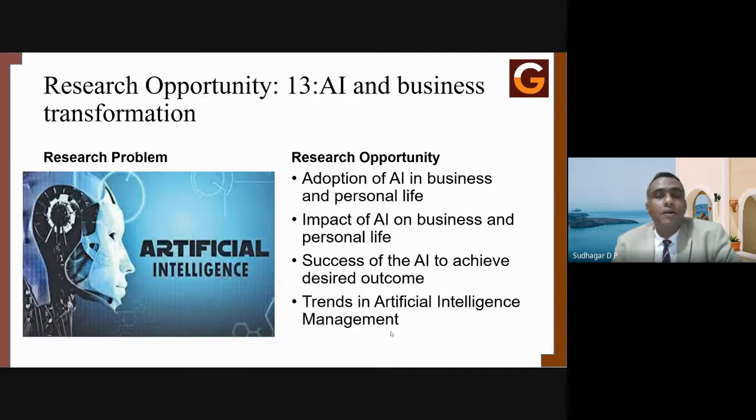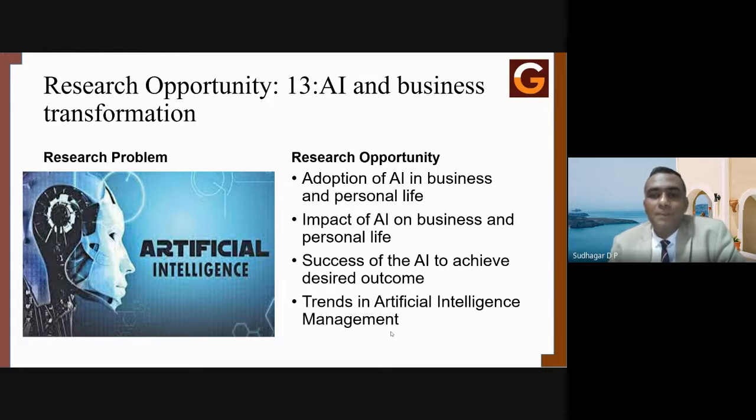Research opportunity number 13, which is AI and business transformation. It deals with the adoption of AI and the personal life. I'm sure artificial intelligence has actually resulted in various transformations in the way businesses are happening in our country. So it's very important for us to understand how people have adopted AI both in business as well as personal life, which will help to know how far AI has positively or negatively influenced.